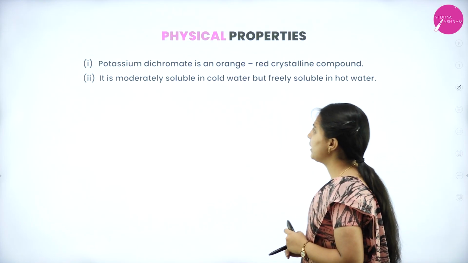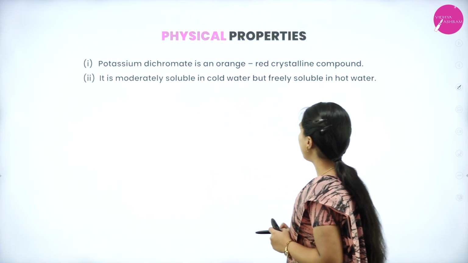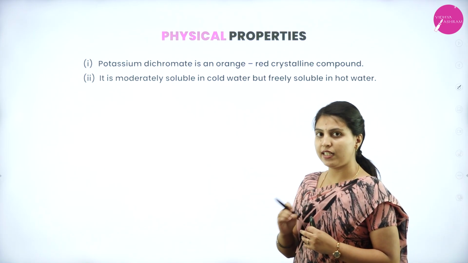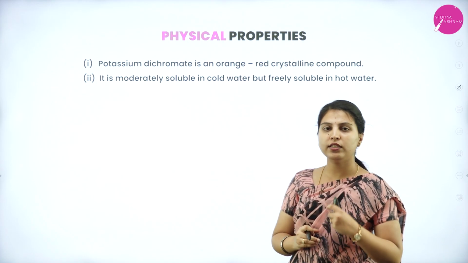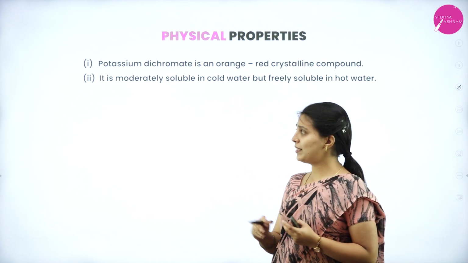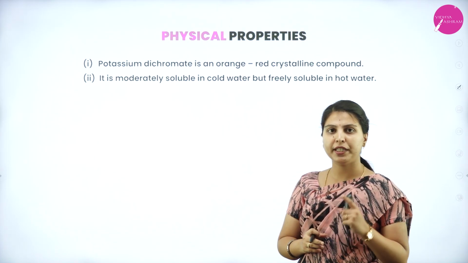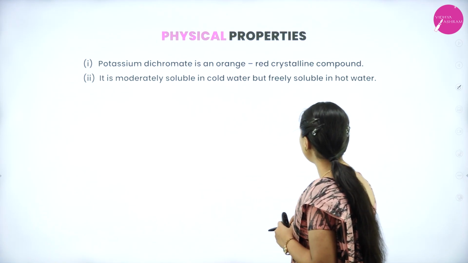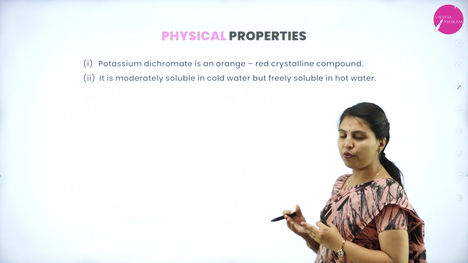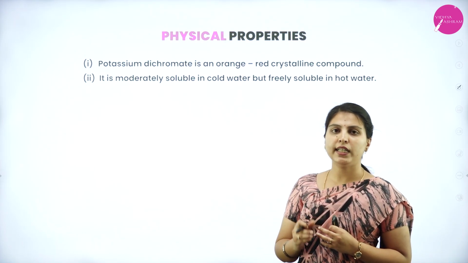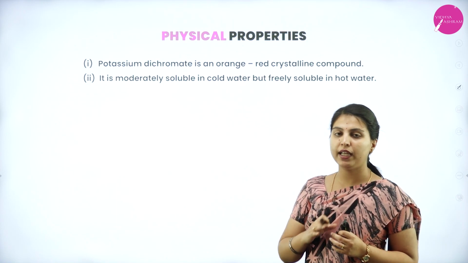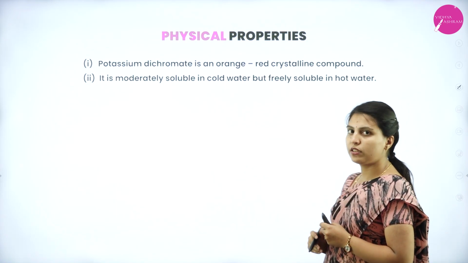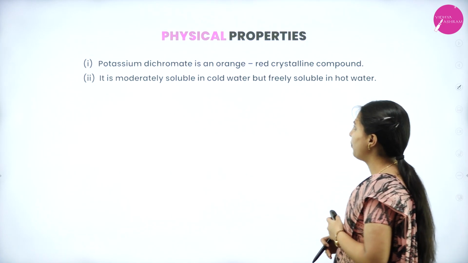Physical properties. Potassium dichromate is an orange-red crystalline compound. It is orange-red in color and crystalline. You know, solids are of two kinds, crystalline and amorphous, but this potassium dichromate is crystalline in nature. It is moderately soluble in cold water but freely soluble in hot water. In cold water, it will be moderately soluble, but in hot water, it will be completely soluble. These are the two physical properties of potassium dichromate.